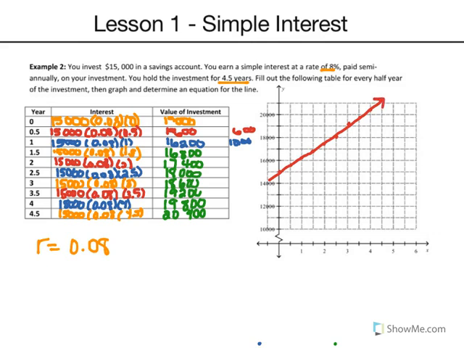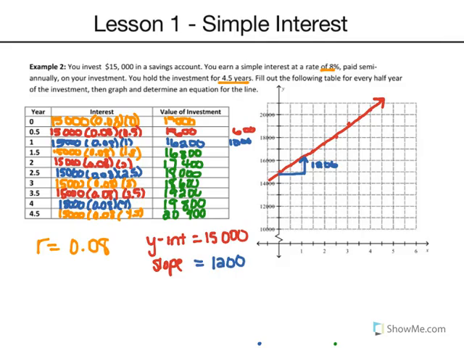If we were to calculate the slope of this line, our y-intercept would be 15,000. And our slope, whenever you go over 1, you go up $1,200.